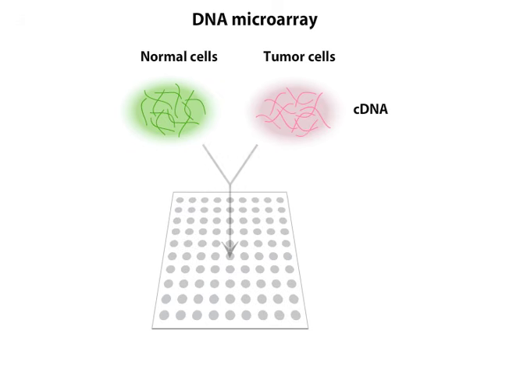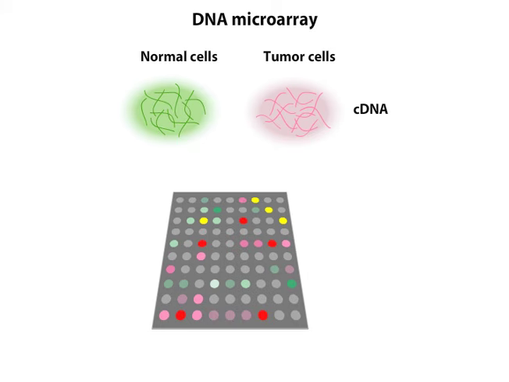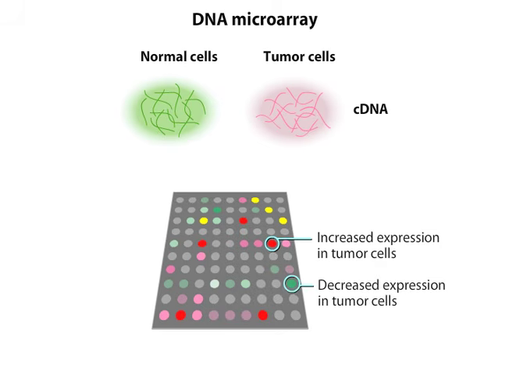Unhybridized cDNAs are washed away. The resulting fluorescence indicates gene expression levels. Red means increased expression of that particular gene in tumor cells compared to normal cells. Green means decreased expression in tumor cells. And yellow means high expression in both types.